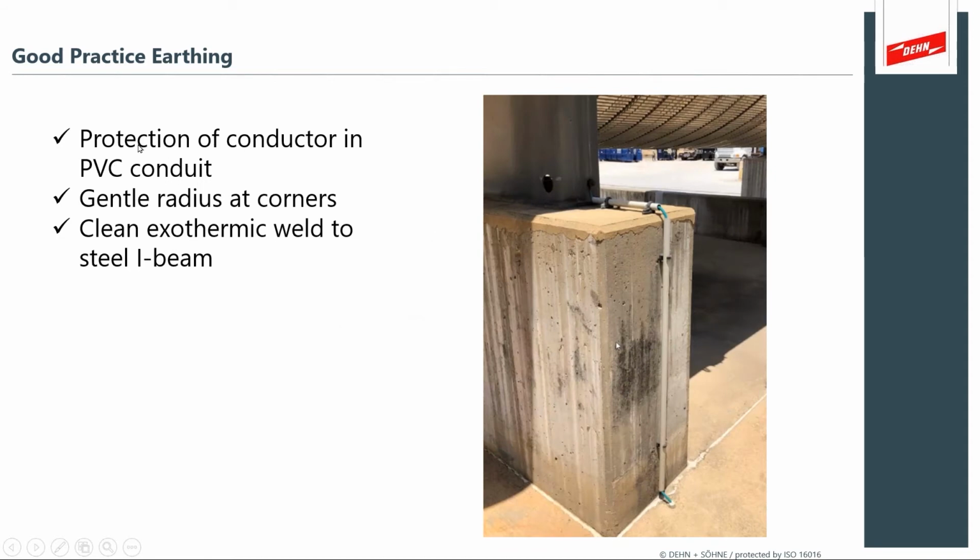Additional good earthing practices. It's protected as it emerges from the concrete. It's protected up the side of the wall where it can be damaged through equipment being moved around a plant, where you want to avoid having your down conductor critically injured over time. You've got a gentle bend radius where it goes around corners, and you've got a clean exothermic weld where it attaches to the steel I-beam.